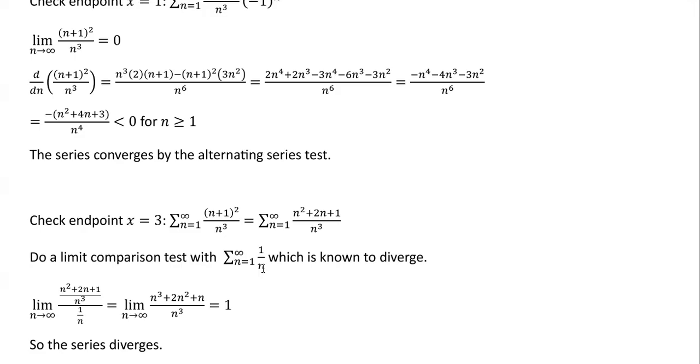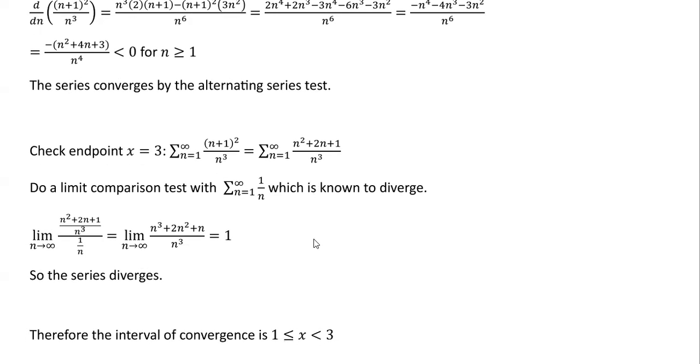We know this is a p-series that diverges, the harmonic series. So we do the limit comparison test. The limit is 1, it's finite, and it's greater than 0. I should say not positive, greater than 0. Because 1 over n diverges, this series diverges as well by the limit comparison test. Therefore, the interval of convergence is negative 1 less than or equal to x, less than 3. We don't include 3 because we just checked that it diverges.